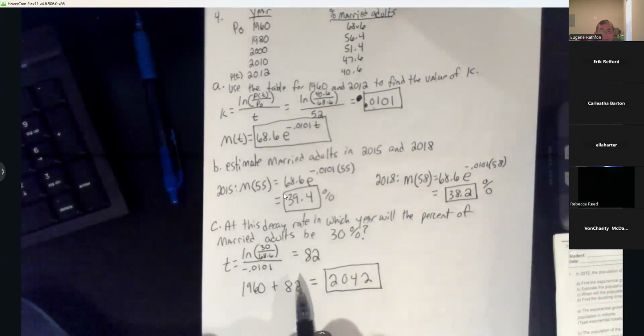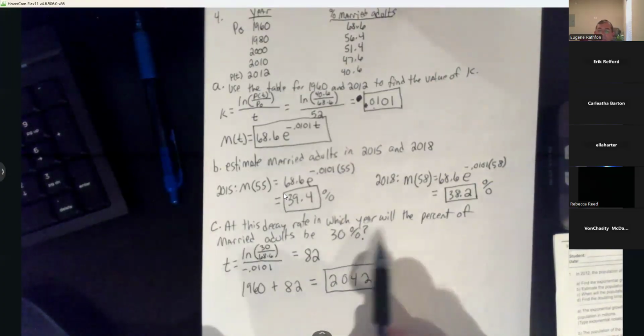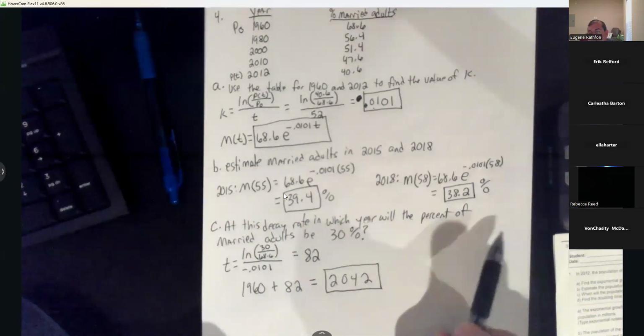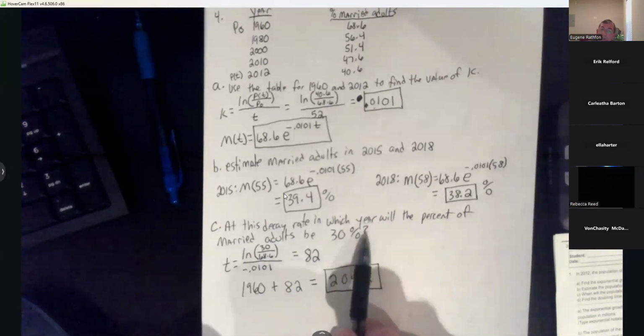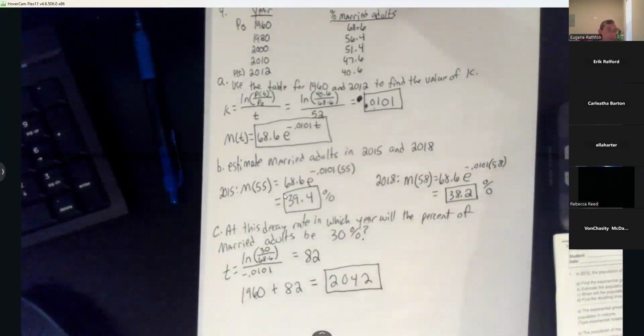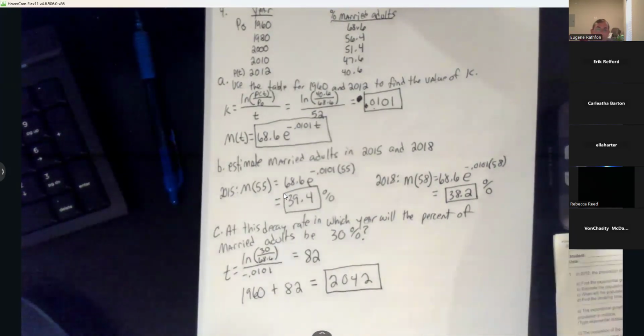So y'all, sometimes they'll say at this decay rate, the percent of married adults will be 30% blank years after 1960. But this one actually wanted the year here, so we had to add them back to the 1960 and get our year for it, okay? Oh, that'll be sort of like this number 6. So y'all, let y'all write that in real quick, and then we'll knock out our last problem. I mean, number 5.